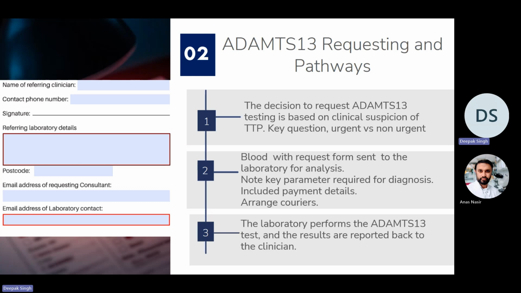Now, all of these factors can be sorted out if you have a SLA or service level agreement with your referring laboratory. And I think this is a part of ISO 15189 requirements, and it has been readily checked. So it's good to have that in place to streamline your referral processes.